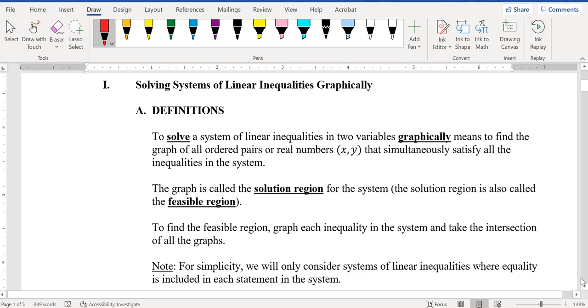Some definitions. To solve a system of linear inequalities in two variables graphically means to find the graph of all ordered pairs of real numbers, x, y, that simultaneously satisfy all the inequalities in the system. So we're going to graph all the inequalities of that system, and then find the ordered pairs that satisfy all of those inequalities. The graph is called the solution region for the system, and the solution region is also called the feasible region. You're going to see that come up later on in the chapter.